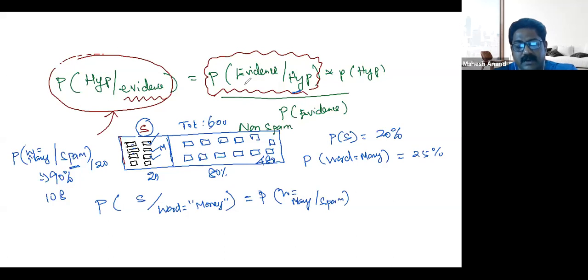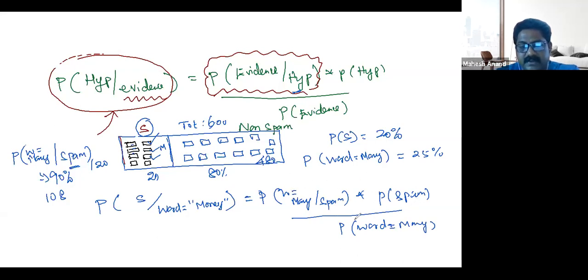is equivalent to the probability of evidence given hypothesis, times the probability of spam, divided by the probability of the word money. Now, whatever information I have written in the formula on the right-hand side, all are measurable based on the empirical data, the historical data. I just need to plug in all these values.